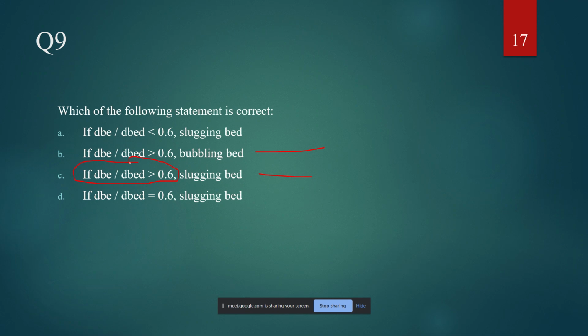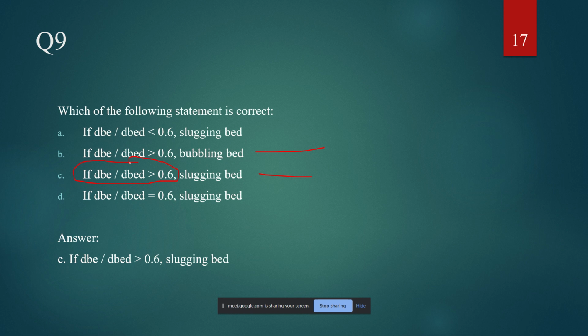So if dBE, that is bubble equivalent diameter by bed diameter, is greater than 0.6, it is known as slugging bed. Answer is option C, that is if dBE by dBed is greater than 0.6, it is slugging bed. As you can see from the options, you can easily ignore one of the options and go for the other. In this case, B and C, either only one of the statements could be true, right?